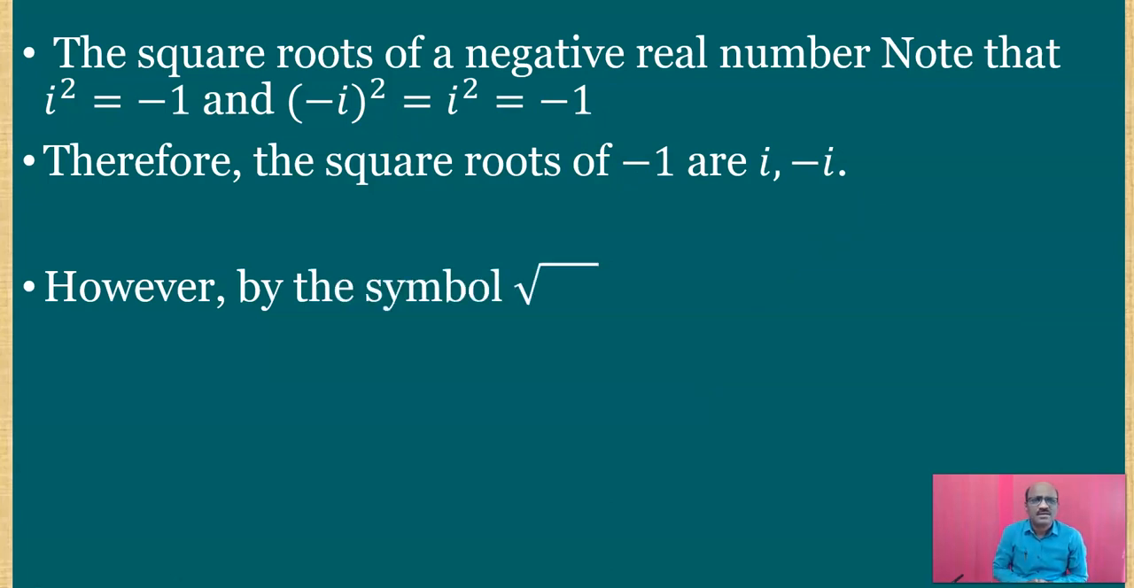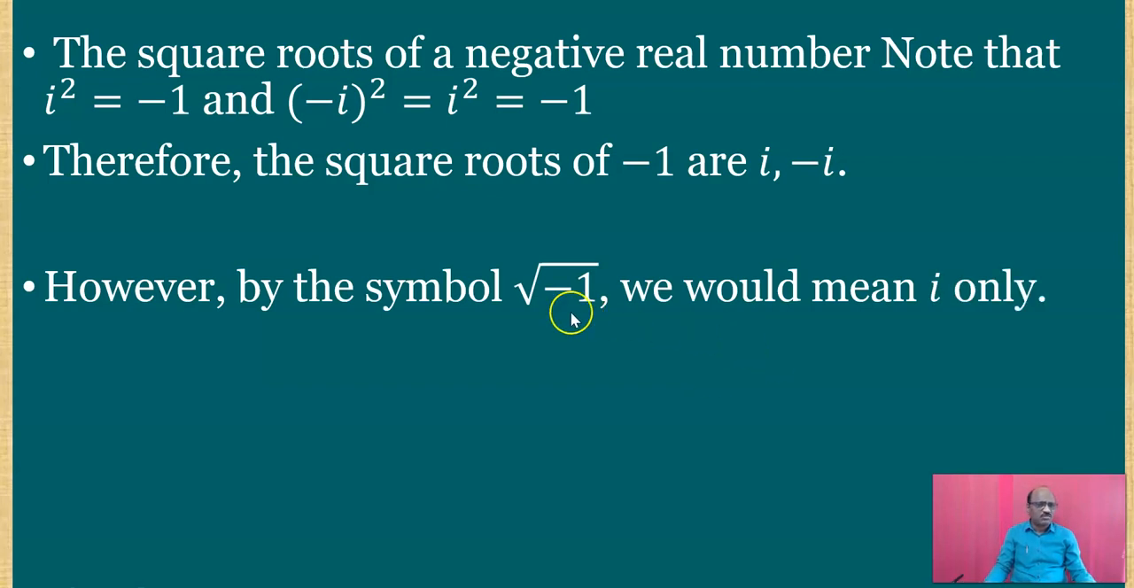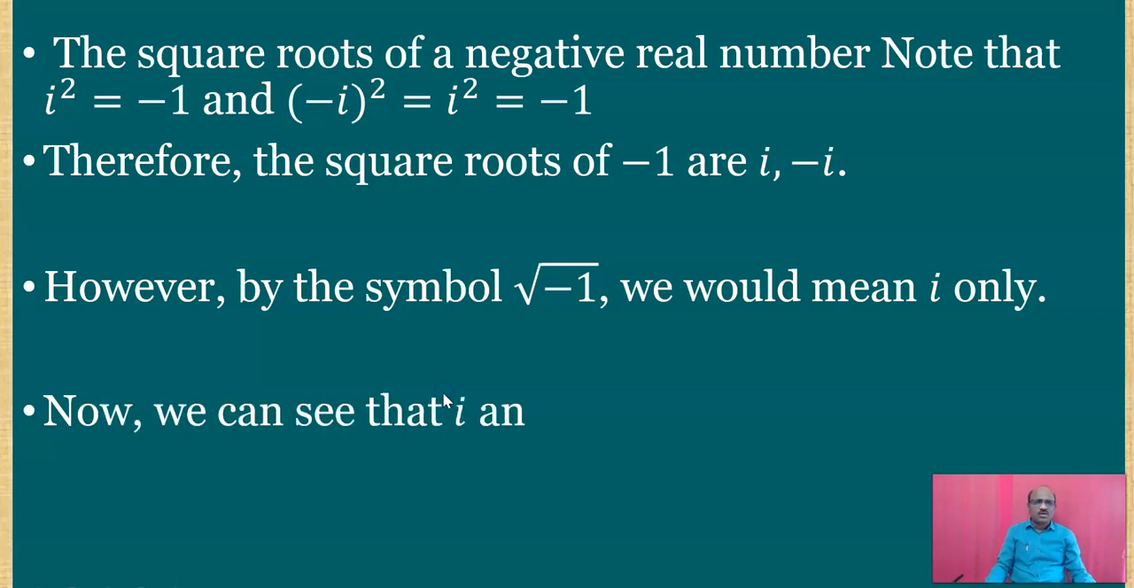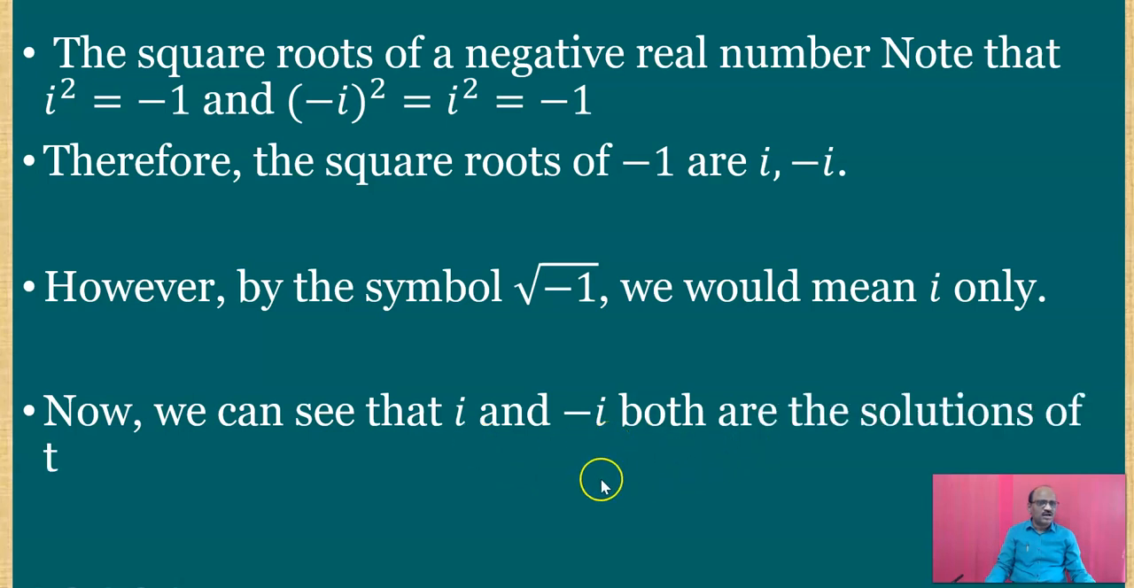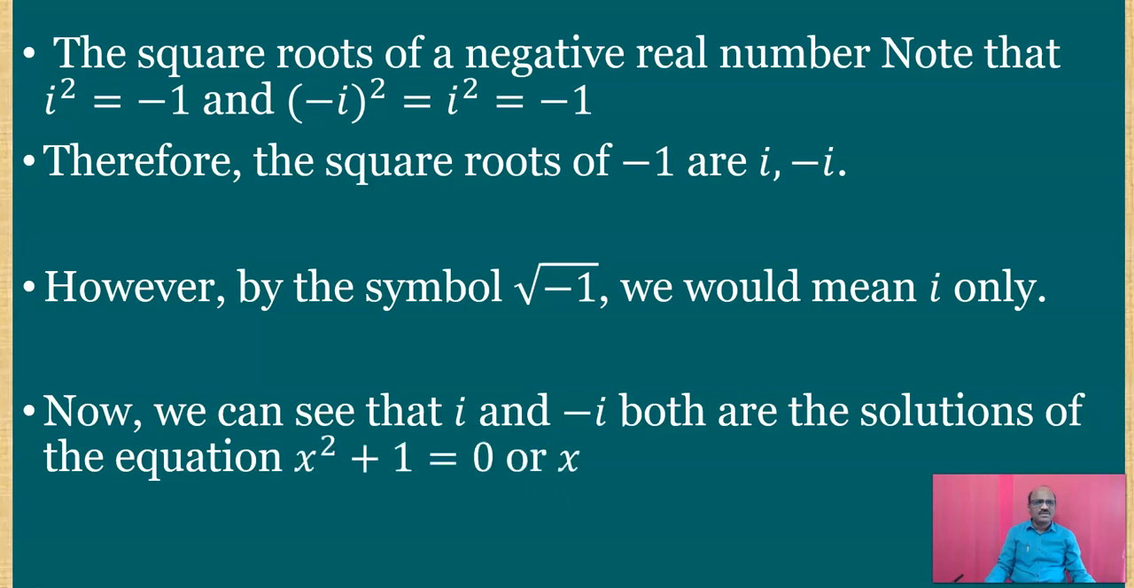However, by the symbol root of minus 1, we would mean i only. That is, the root of minus 1 is always called i. Now we can see that i and minus i both are the solutions of the equation x square plus 1 is equal to 0, or x square is equal to minus 1.